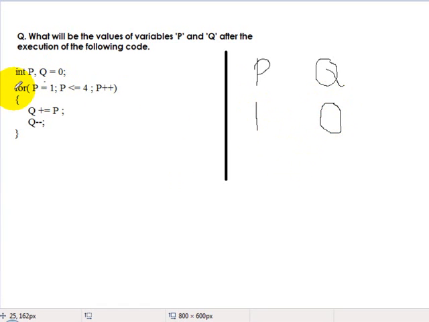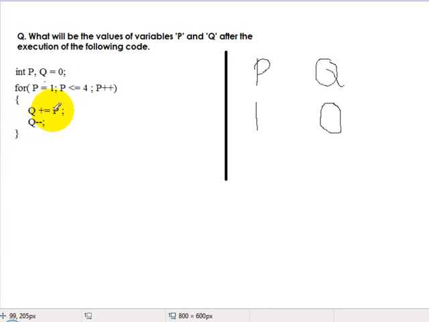Now from the initialization part, the control is transferred to the conditional part. P is less than or equal to 4. The current value of P equals 1, so put this value here: 1 is less than or equal to 4. This condition evaluates to true because 1 is less than or equal to 4. So if it is true, then we have a set of statements that will be executed.